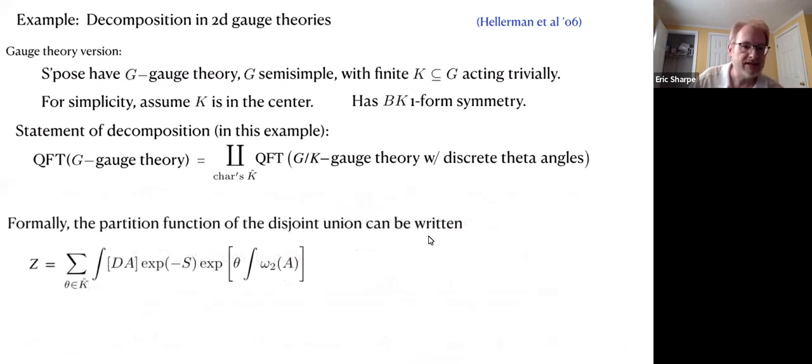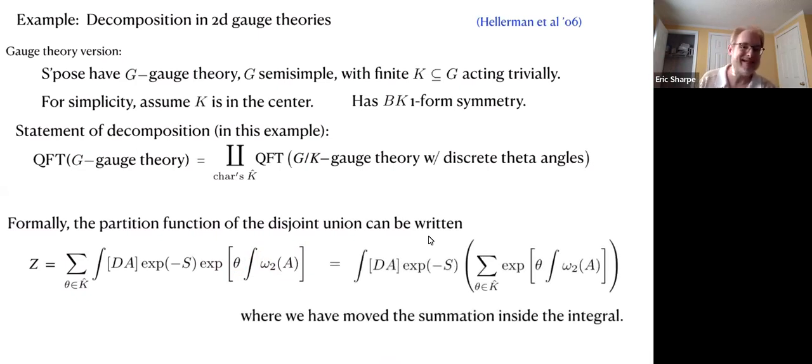So formally, let me write the partition function of the disjoint union in this form. So I've got a sum over the different universes, and then a path integral for each of the constituent universes. And this is the discrete theta angle contribution. It's theta times a discrete invariant instead of trace of F. But if you will, think of this as being an analog of trace of F, and then you can interpret this as a theta angle term in the usual sense.